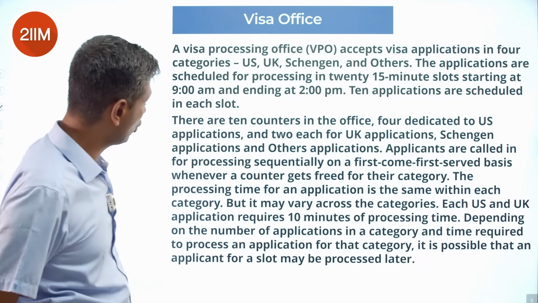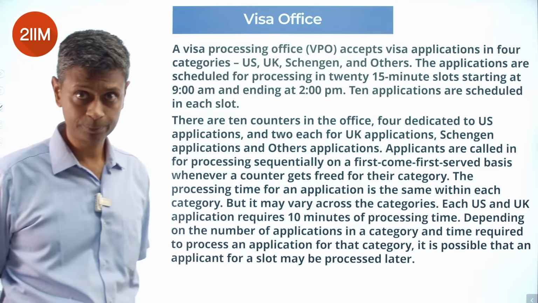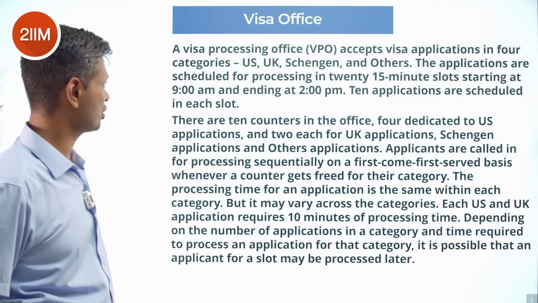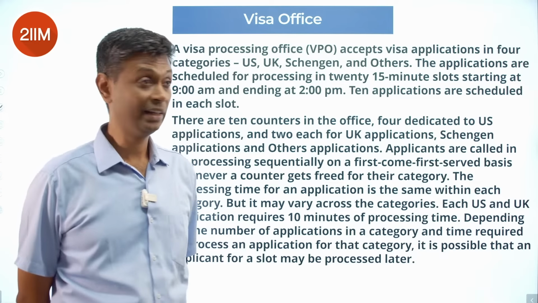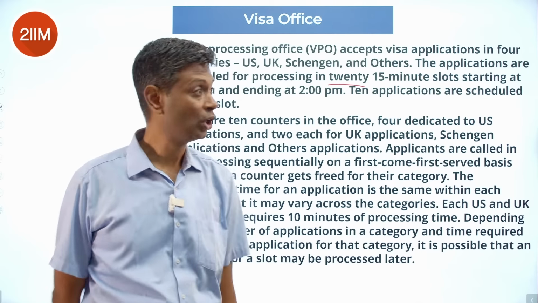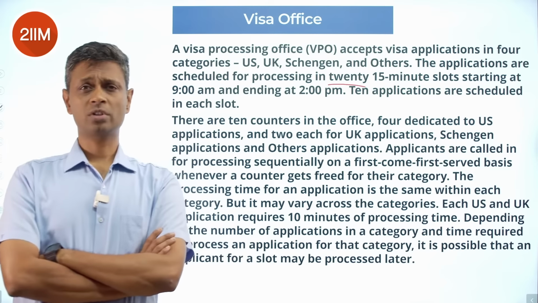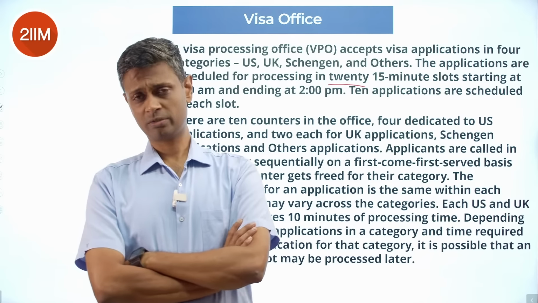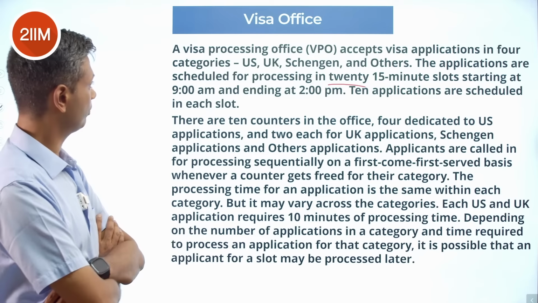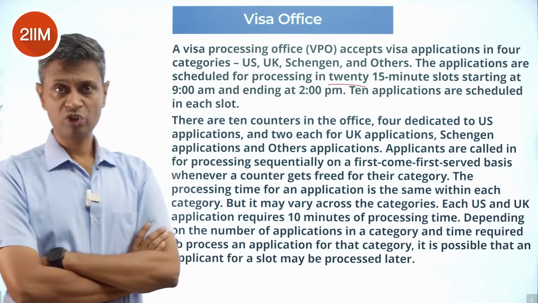A visa processing office, VPO, accepts visa applications in 4 categories: US, UK, Schengen and others. The applications are scheduled for processing in 15-minute slots starting at 9 a.m. and ending at 2 p.m. I didn't read this 20. I had to derive 20 and I was a little unsure throughout. 15-minute slots. So 9 to 10 is 4 slots. 5 hours are 4 slots each. 20 slots. Yeah, nice. 10 applications are scheduled in each slot. Okay. 4 categories, 10 applications in each slot.